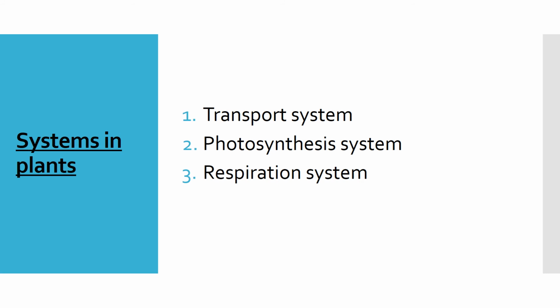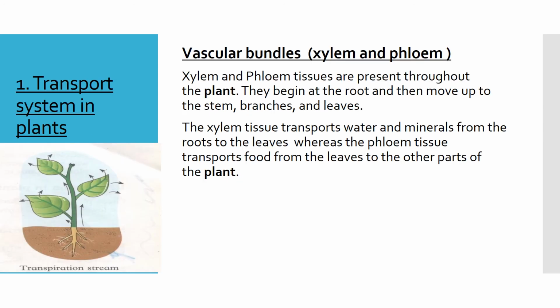Now we will see the systems in plants: the transportation system and the photosynthesis system. The word transportation means moving things from one place to another. In plants, we discuss the movement of water, food and minerals. There are vascular bundles present in the plant, made of xylem and phloem.